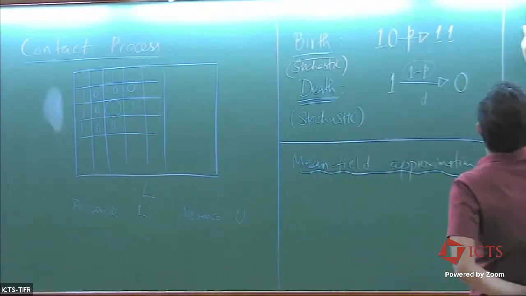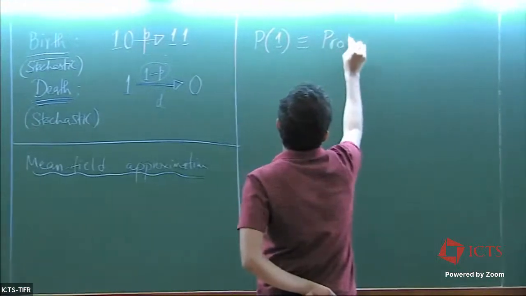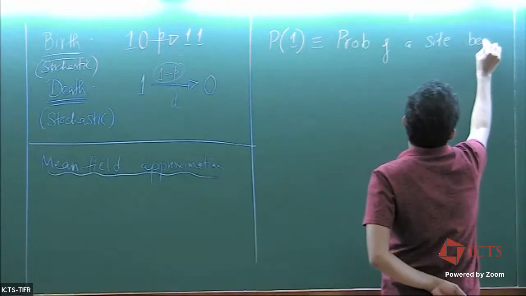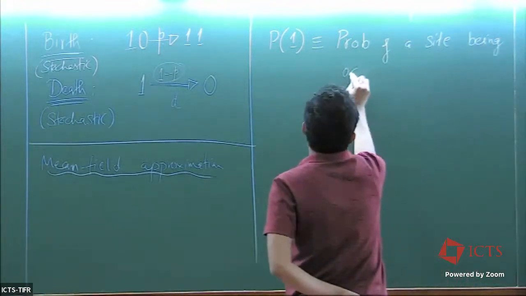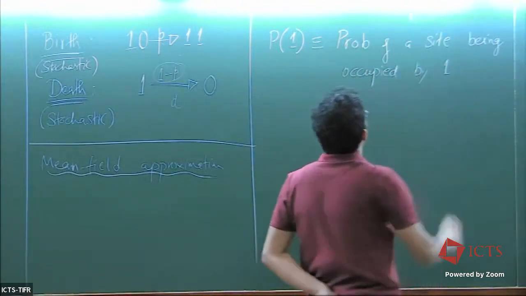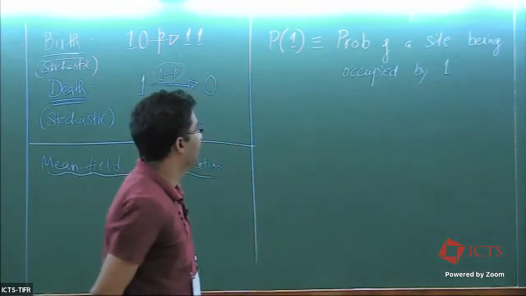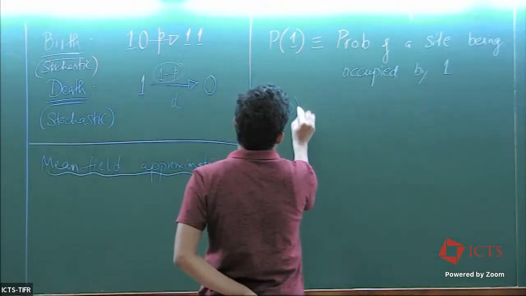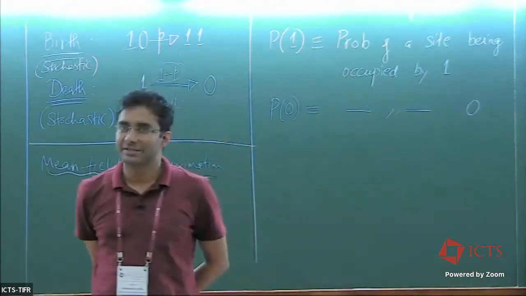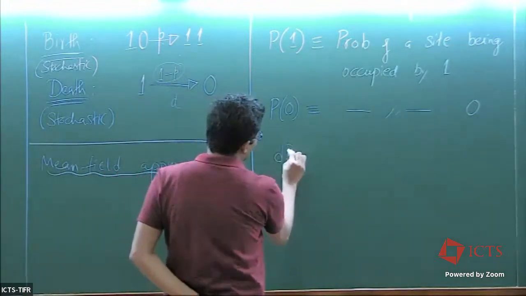We can ask for the probability of a site being occupied by 1. So P of 1 can be defined as the probability of a site being occupied by 1. Likewise, we can define P of 0 as the probability of a site being occupied by 0. Can we write an equation for how this probability changes with time?